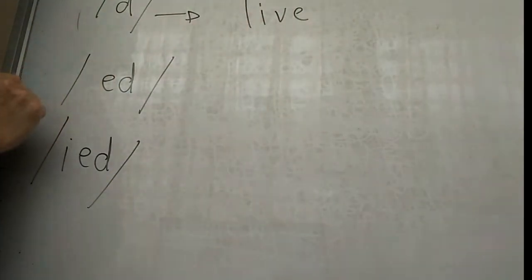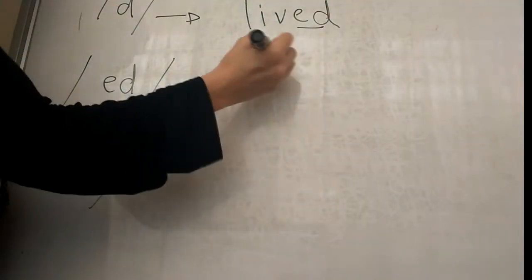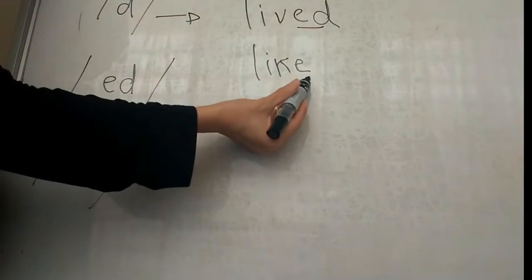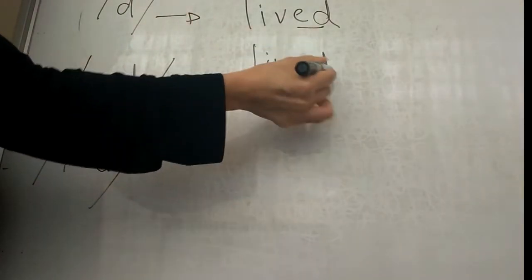When are we supposed to add D? We're supposed to add it to verbs that end with E, for example, like live. So what is the last letter of live? E. So in this case, we just add D. Like. Last letter is E. So what we do, we just add D. Why do we need to add D and not ED? Because if you look at the last letter is E. So if you add another ED, how will that look like?